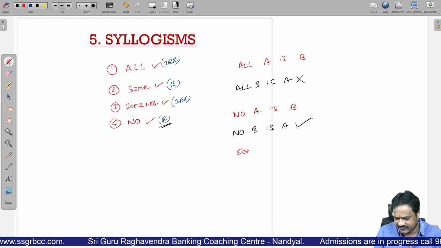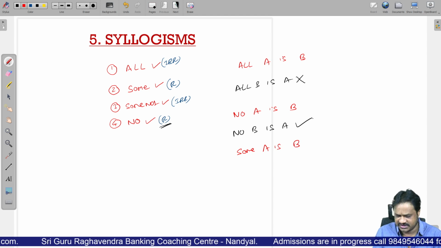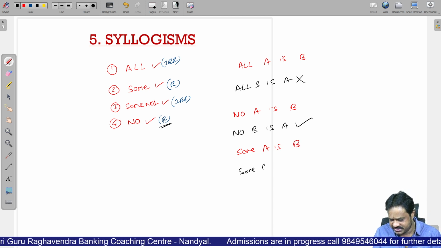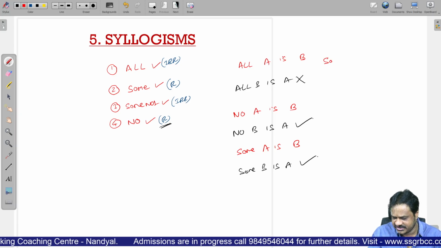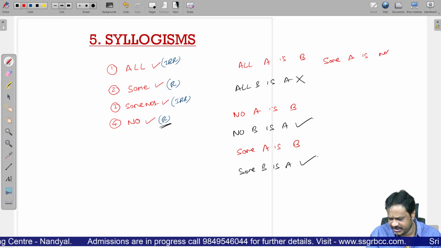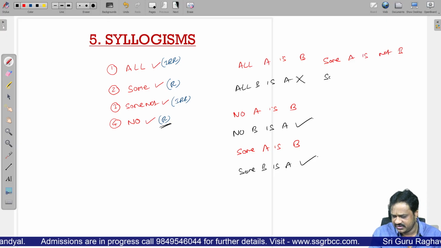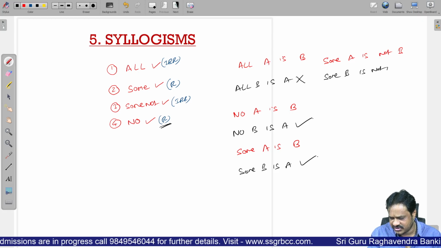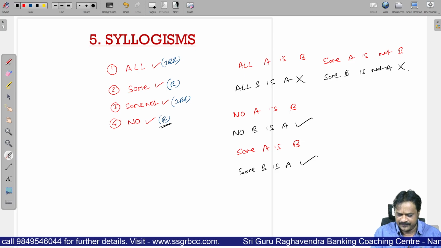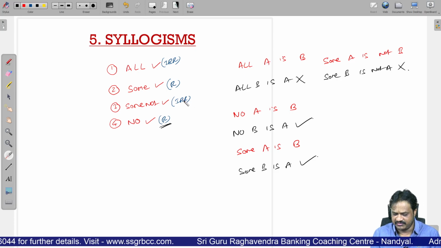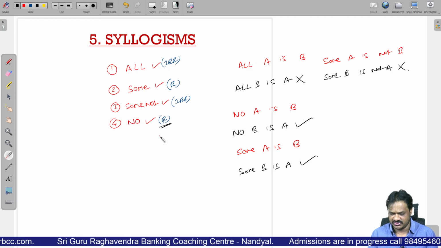Same, if you write some A is B as the question and your conclusion is some B is A, it definitely follows. Again, some not. If it is given some A is not B, and we write some B is not A, this one does not follow. So one basic thing you have to remember: some not is irreversible, all is irreversible, some is reversible, no is also reversible.